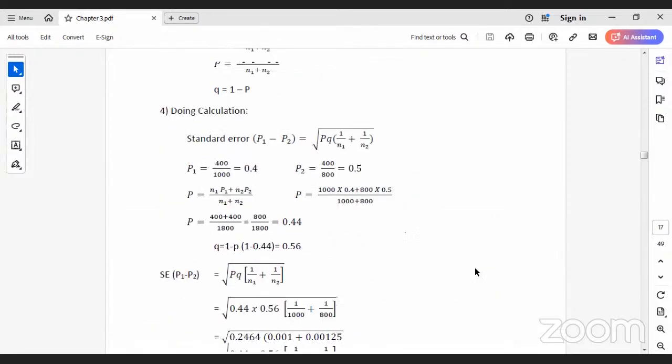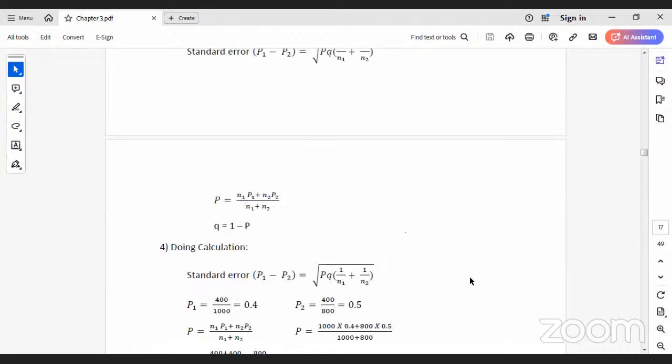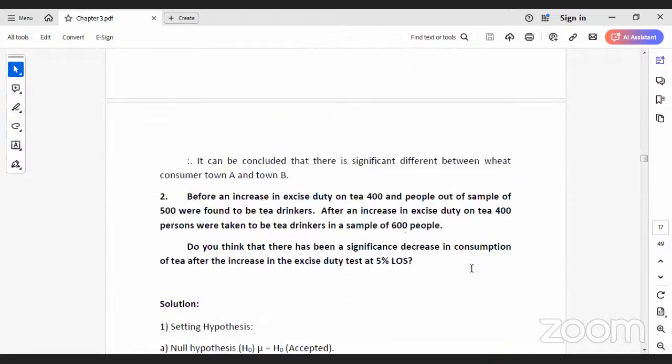Okay, this is a proportion of success problem. Only one problem is enough from your examination point of view, and there is one more problem you can see. Before an increase in excise duty on tea, 400 people out of a sample of 500 are found to be tea drinkers. After the increase in duty, 400 persons in a sample of 600 are tea drinkers.